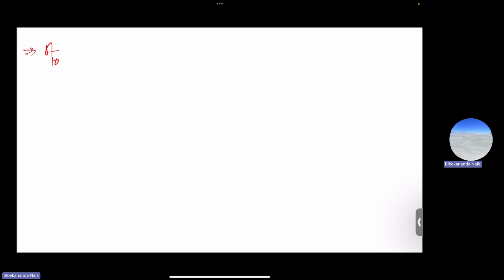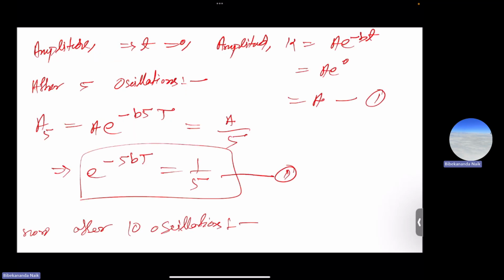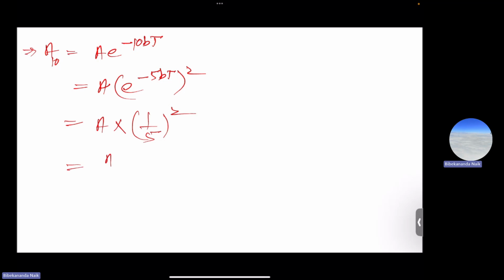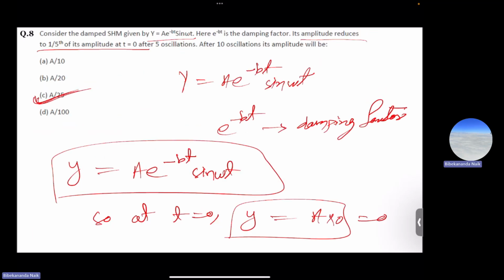what will be A10? A10 equals a e to the power minus 10bt, that implies a e to the power minus 5bt squared. So a into e to the power minus 5bt, we found it as 1 by 5 here. It is a by 25. So after 10 oscillations, the amplitude would be reduced to 1 by 25th. So the correct option is option C. I hope this is clear to everyone.